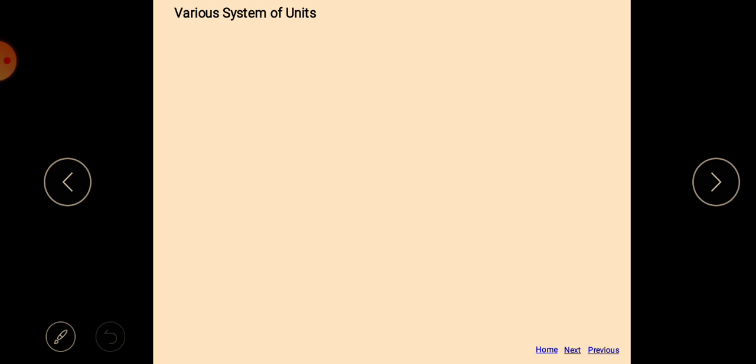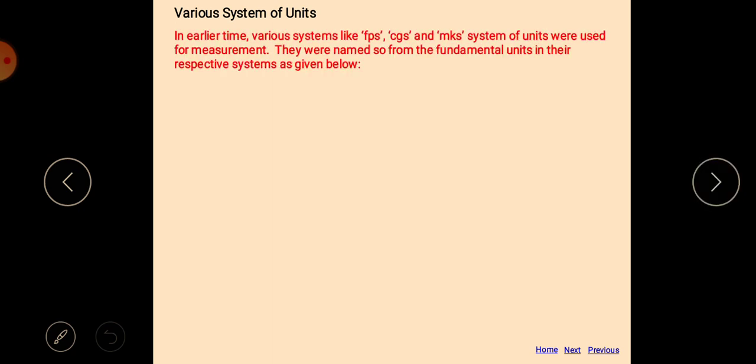Then the various systems of units. What are the various systems of units? In earlier times, various systems like FPS, CGS and MKS systems of units were used for measurement. They were named so from the fundamental units in their respective system as given below.